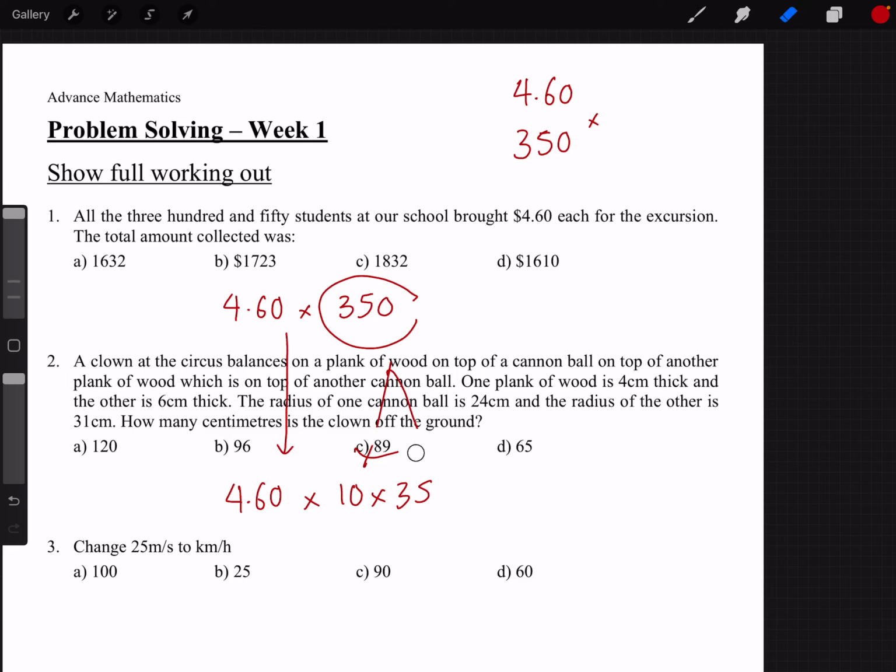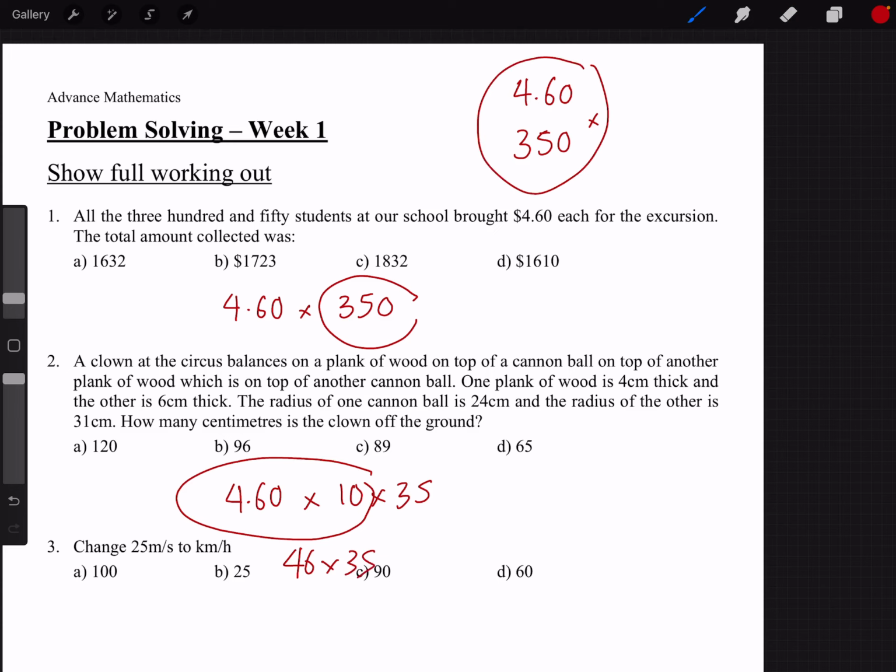And now the good thing is when you multiply, you can multiply in any order. So now instead of doing this first, I'm going to do this first. What happens when you multiply $4.60 by 10? You get 46. So this becomes 46, and then you multiply by 35, get the answer. So when you do this, actually, it's the same as doing this. All right, so let's just work on that.